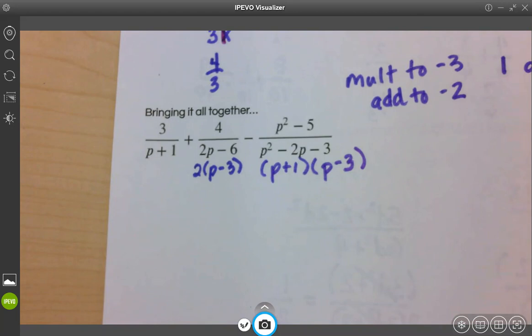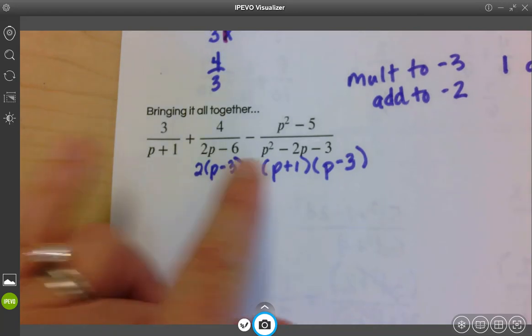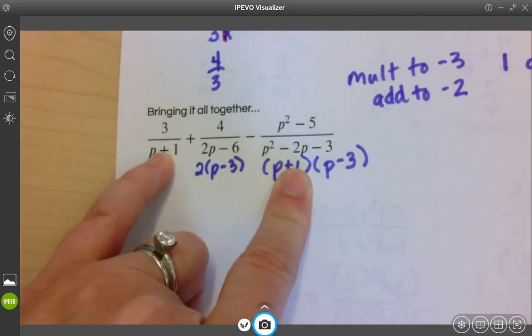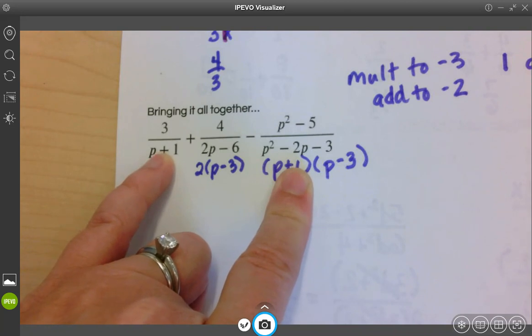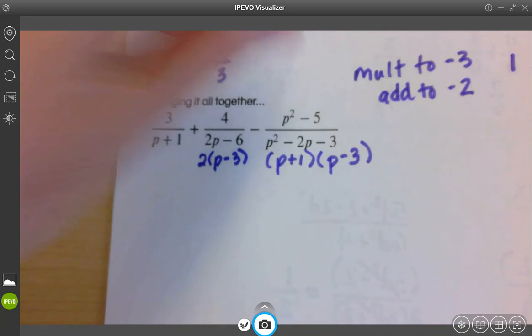Cancel out the P plus 1? Well, why do you want to cancel out the P plus 1? Oh, you mean here and here? Yeah. So they have those in common, but remember, multiplication and division will cancel. So if I had P plus 1 as a factor up here, I could cancel it. Yeah, but in this case, no.